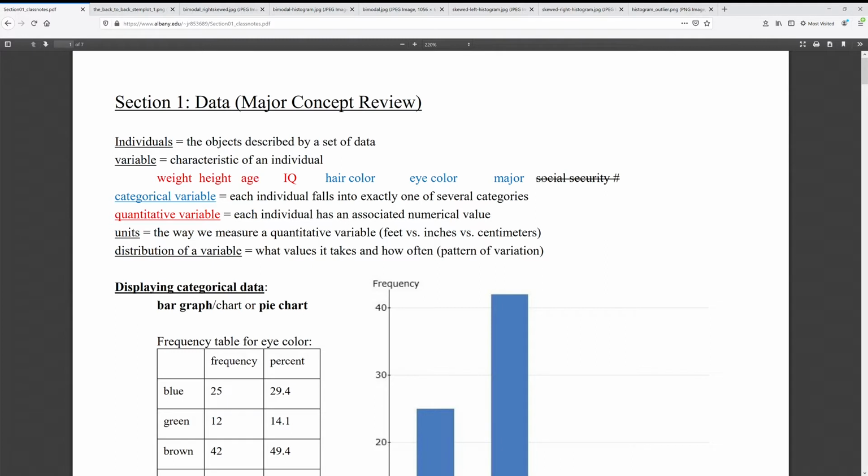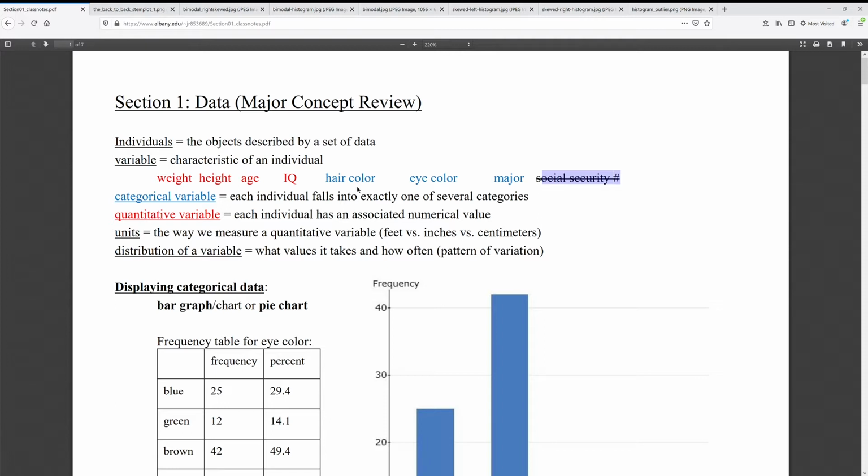Then again, you've got something like Social Security number. What kind of variable is that? Well, let's think about it. What you want to understand is that everything we're talking about in Section 1 is very subjective. Things that are objective, things you can compute, we'll start talking about in Section 2. But everything in Section 1 is a judgment call.